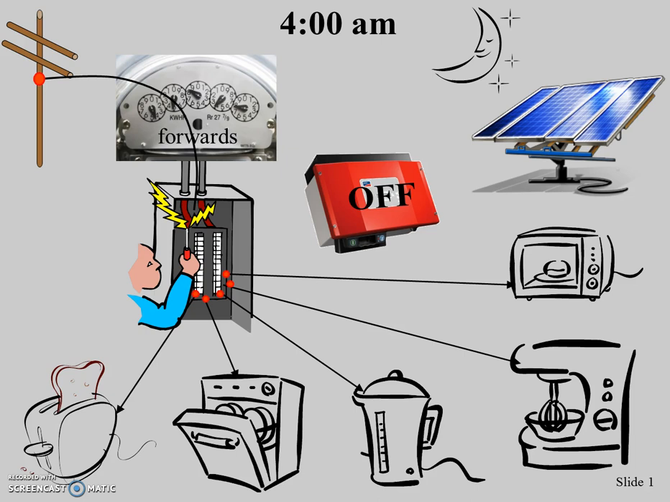It's 4 o'clock in the morning. Let's just say that it's the middle of the night, and as you can see, there is no sun, and the solar panels are not receiving any sunlight, so they're producing no electricity. And this red box here is the inverter, and the inverter is totally shut off, and I'm getting all of my power from the power company, from DTE in my case.